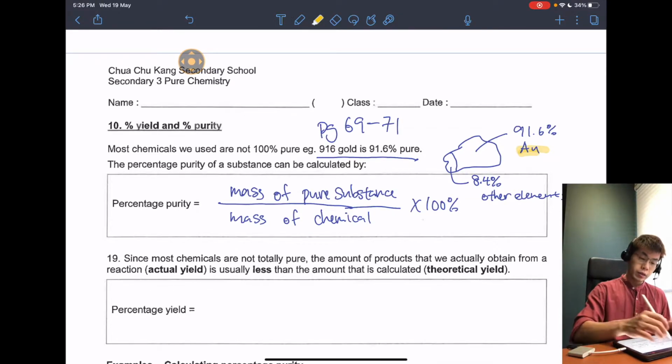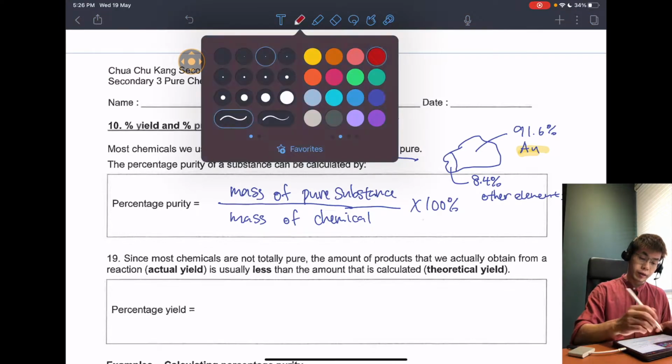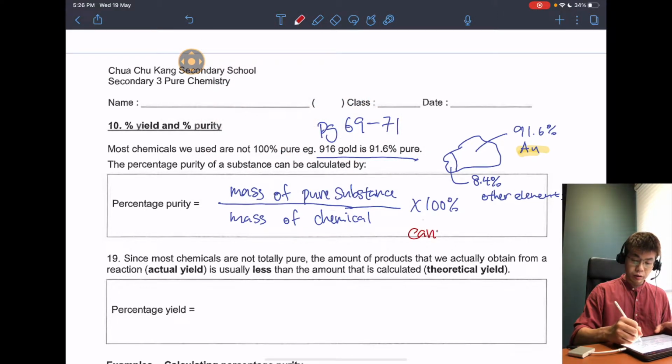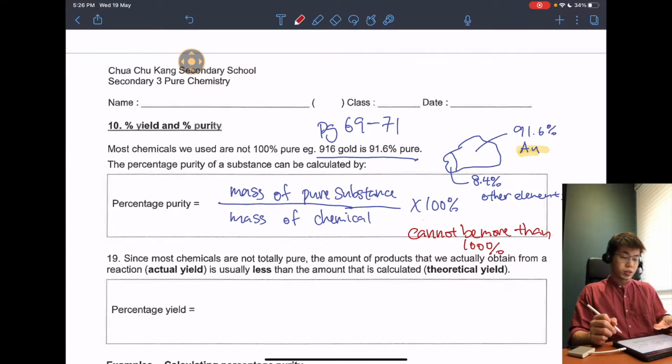Okay, again, percentage purity, let's write down here, cannot be more than 100%. I know you might think that that's such a silly comment, but we do get such answers that percentage purity is more than 100%. That means something is wrong with our calculation.